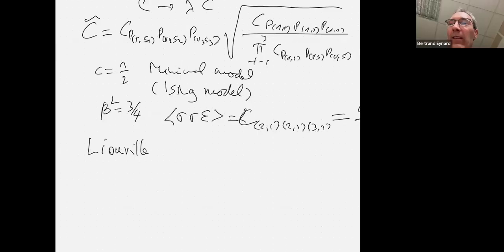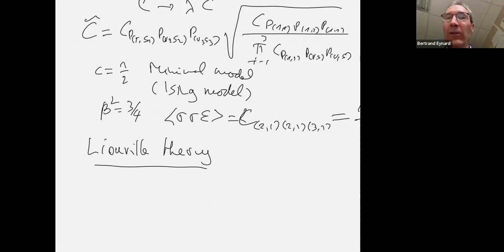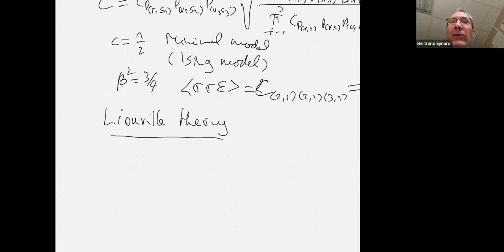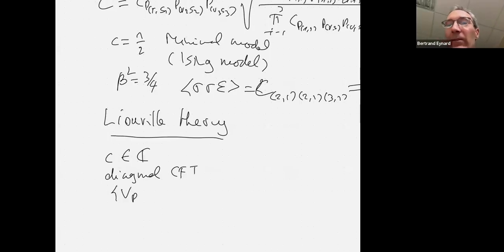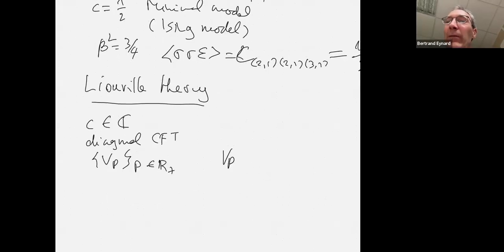So the next example is Liouville theory. Liouville theory now, in contrast to minimal models, exists for any complex value of the central charge. And we can define it as a diagonal CFT whose spectrum, whose primary fields, are V_P, P belongs to R plus. Well, it's R plus because I couldn't take the real numbers because I have V_P equals V_minus P. So if I want to have just one primary field for each dimension, for each real dimension, basically I need R plus here.